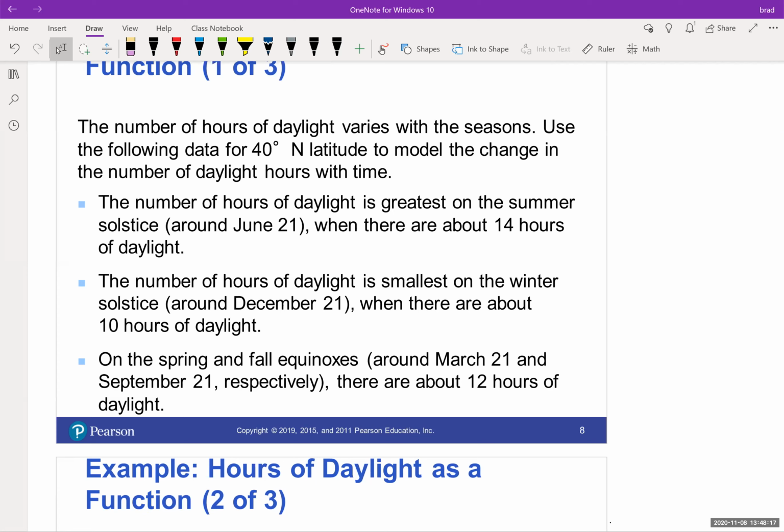Okay. So the number of hours of daylight is greatest on the summer solstice, around June 21st, when there are about 14 hours of daylight. The number of hours of daylight is smallest on the winter solstice, around December 21st, when there are about 10 hours of daylight. So they're giving us this information. On the spring and fall equinoxes, around March 21st and September 21st, respectively, there are about 12 hours of daylight.